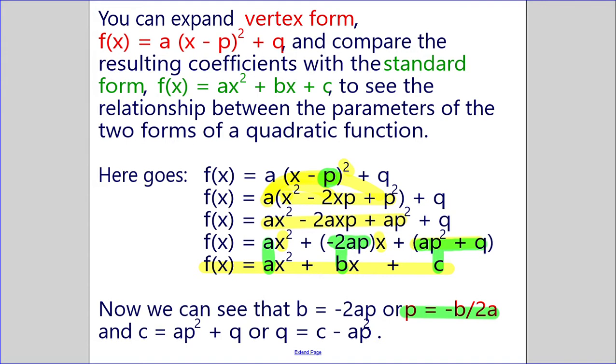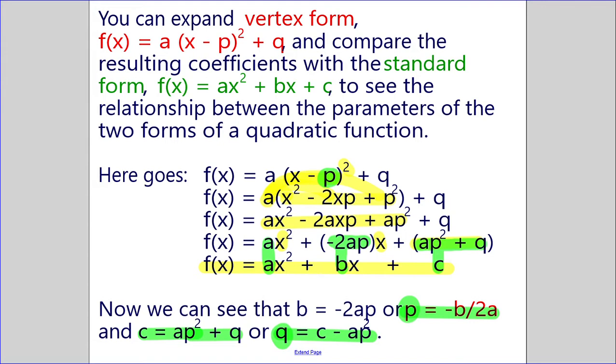Now we can also see that c is equal to ap squared plus q, or I could rearrange this for q, and again remember q is our y value, which also tells me my max and my min, and this value is going to work out to be c minus ap squared. And so I now have two different setups that we can use to find p and q in vertex form right from standard form: minus b over 2a and c minus ap squared. Those will tell me the vertex right off the bat.